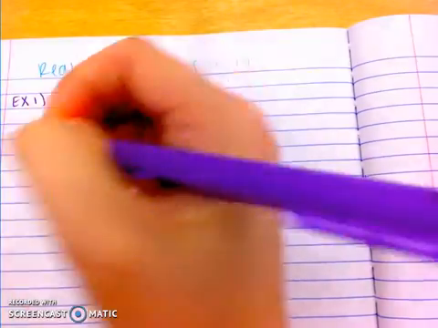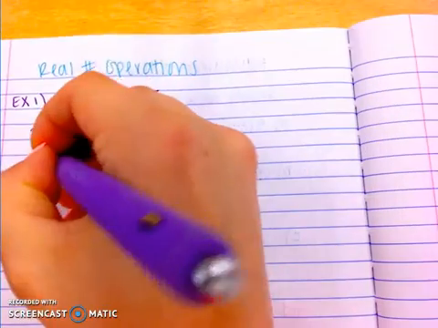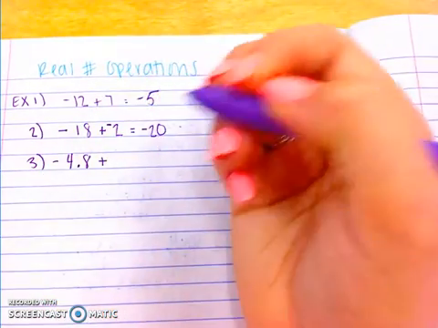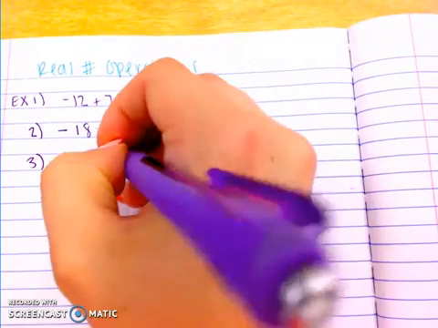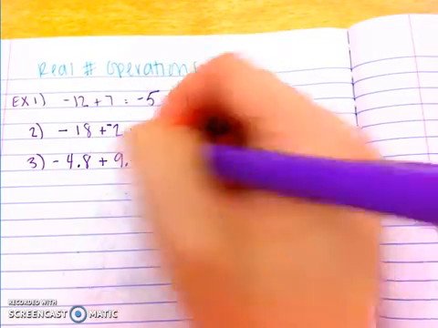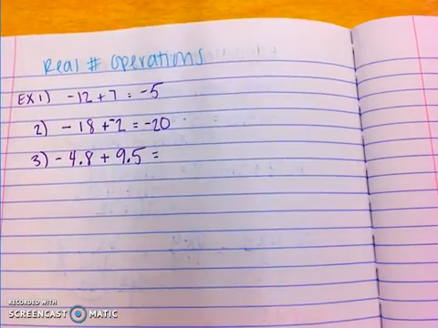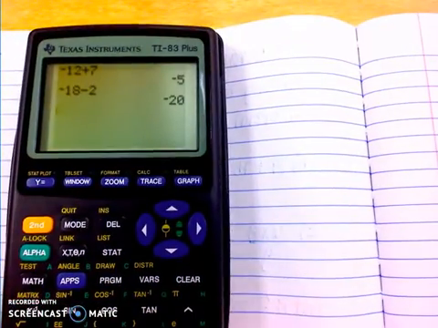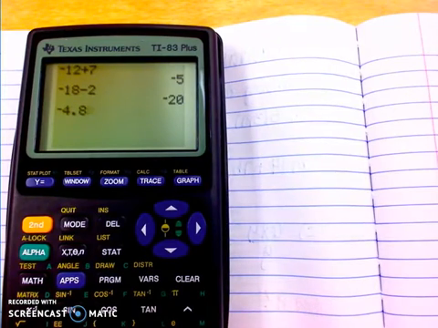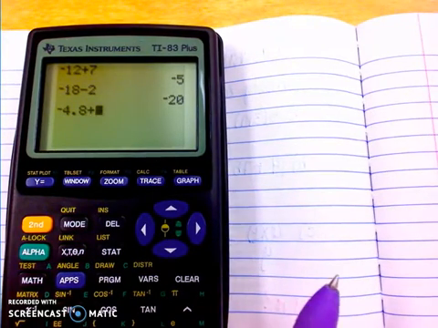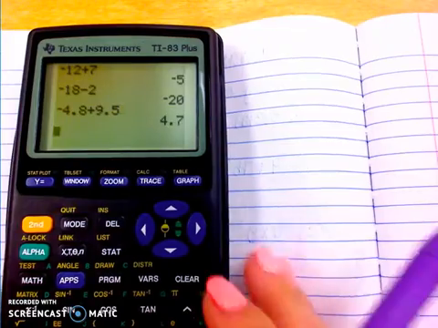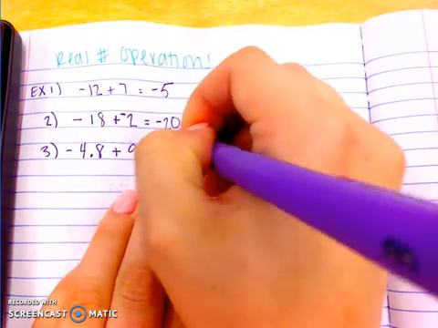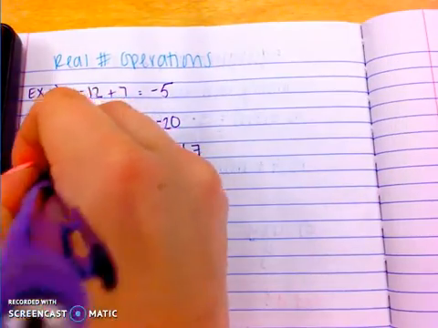Okay. Example 3, negative 4.8 plus 9.5. Again, you should be able to do that by hand, knowing same signs add, different signs subtract, or you could just in the calculator, negative 4.8 plus 9.5 is positive 4 7/10. All right, and then the last one.